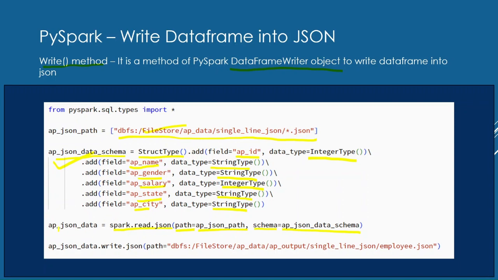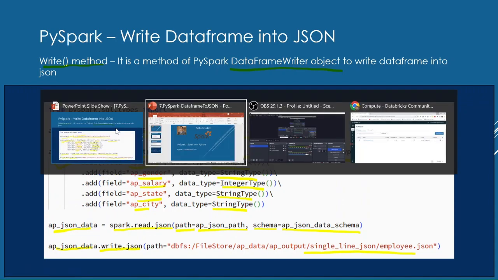Once this data frame gets created, we are using the write.json function to write this JSON document. This JSON document will have the data which is present in this data frame. And how have we created this data frame? We have created this data frame by reading this JSON document. Let's see how it works in Databricks.